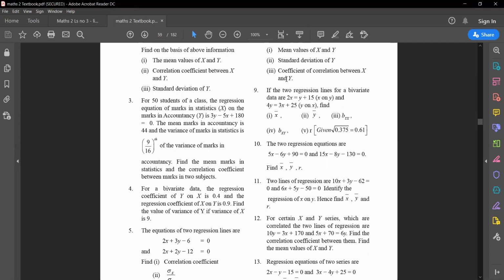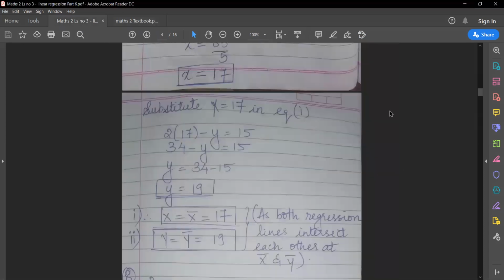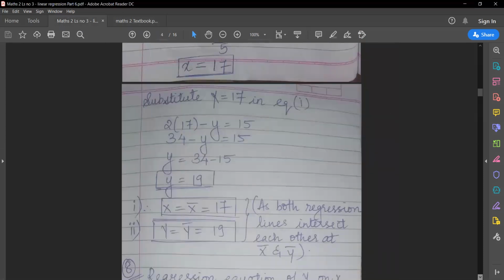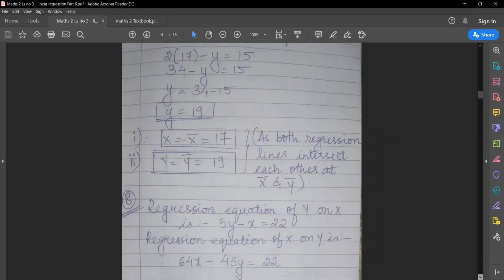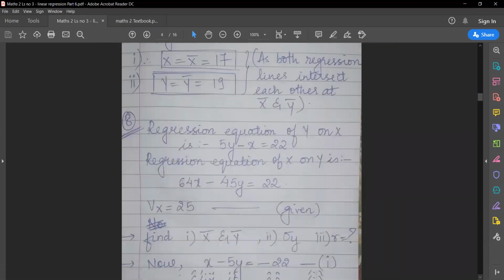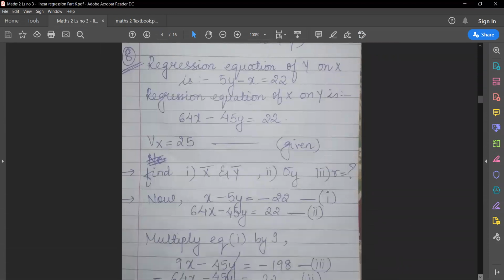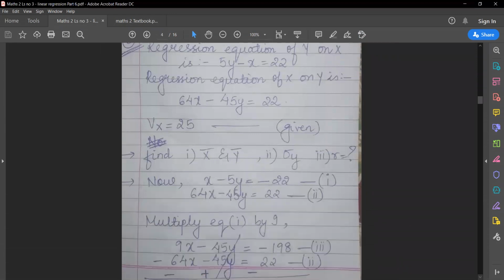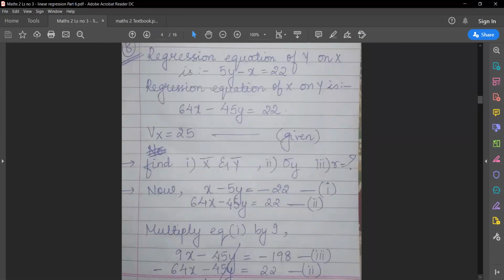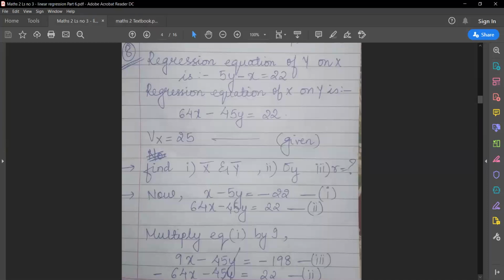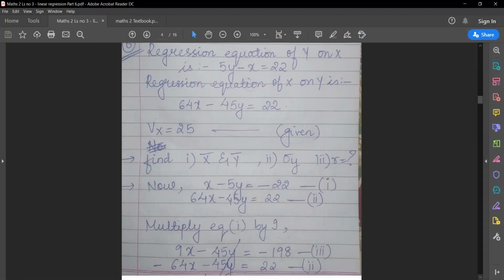So what is coefficient of correlation or correlation coefficient? Small r. So let's have a look, class, at how to solve the sum. So pay attention. As you can see, I have written all the given things over here. Regression equation of y on x is given. Again it is specified, regression equation of x on y is given. Variance of x is given to be 25. So all this stuff is given. You have to find x bar, y bar, sigma y, that is standard deviation of y, and r, the correlation coefficient.